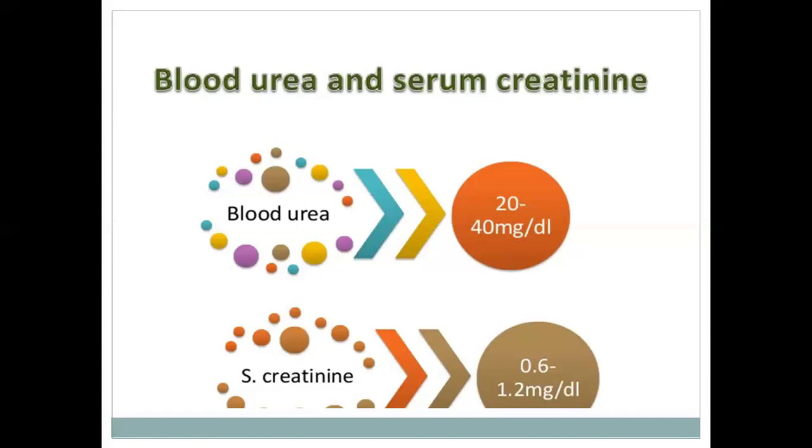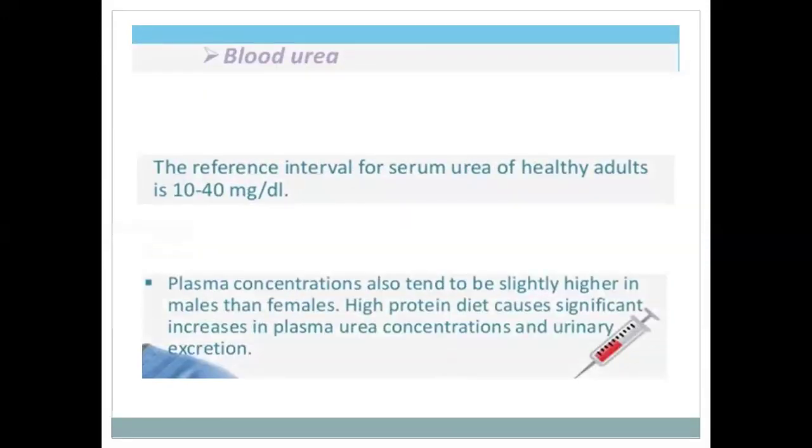On an average protein diet, urinary urea nitrogen is about 12 to 20 grams per day. So the reference interval for serum urea of healthy adults is 10 to 40 milligrams per deciliter. Plasma concentration also tends to be slightly higher in males than females. A high protein diet causes a significant increase in plasma urea concentration and increased urinary excretion.